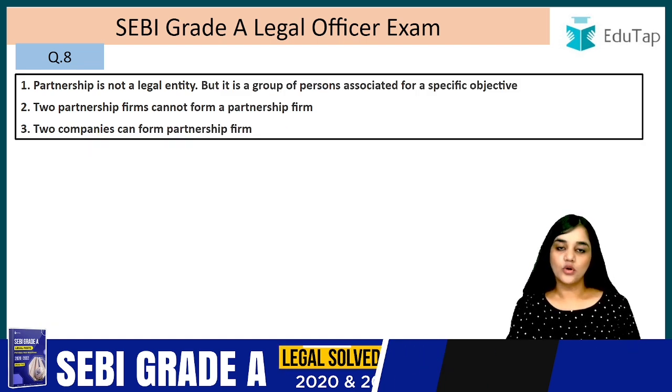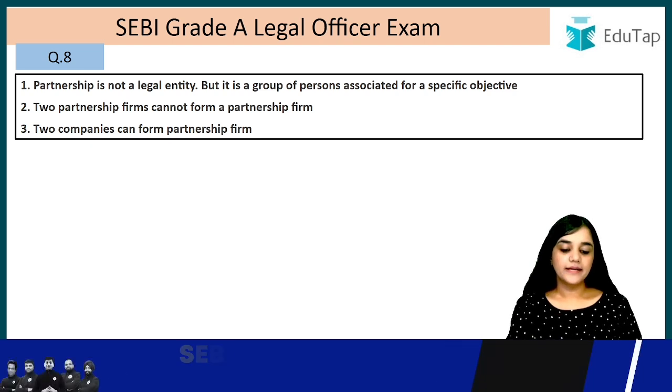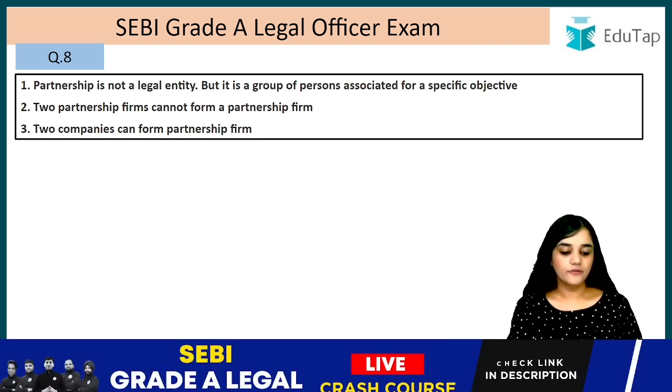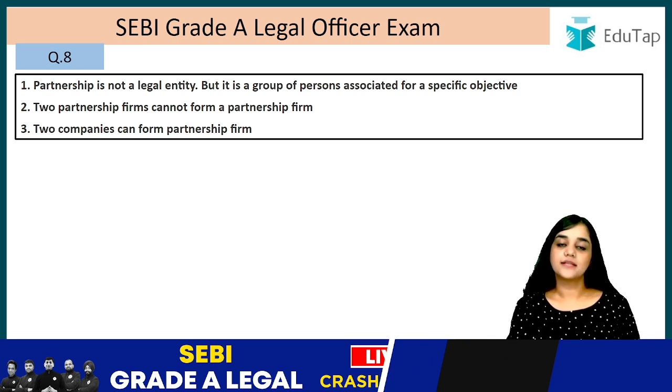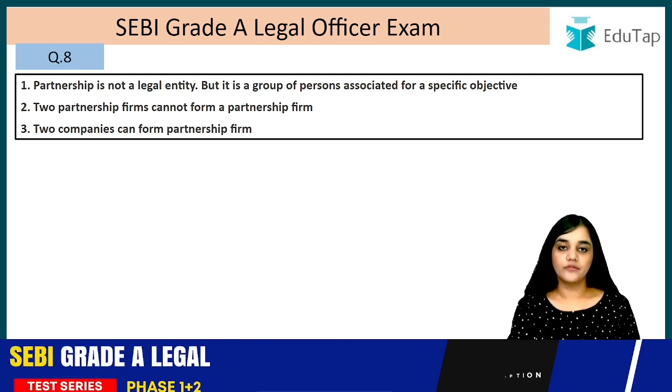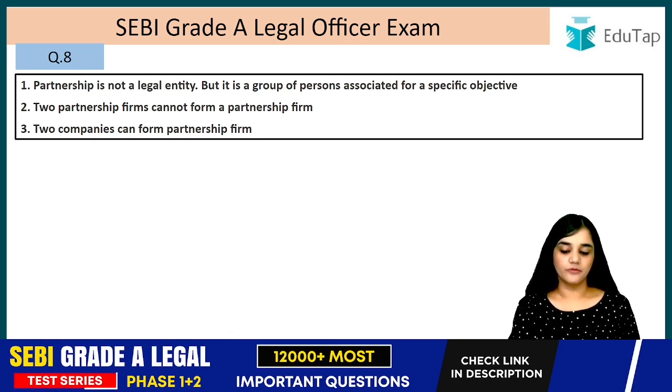So partnership is not a legal entity, this I have told you, but it is a group of persons associated for a specific object. Two partnership firms cannot form a partnership firm. Two companies can form a partnership firm. This we have already discussed when we were dealing with section number 4.